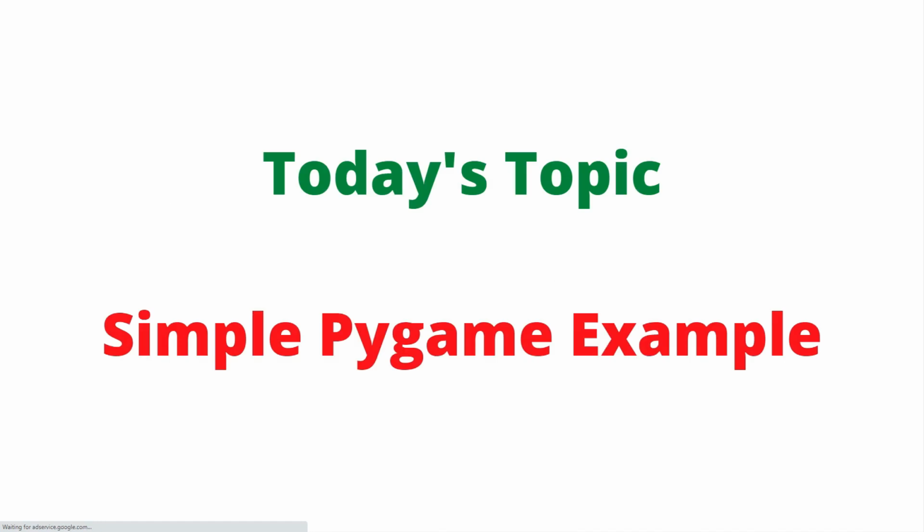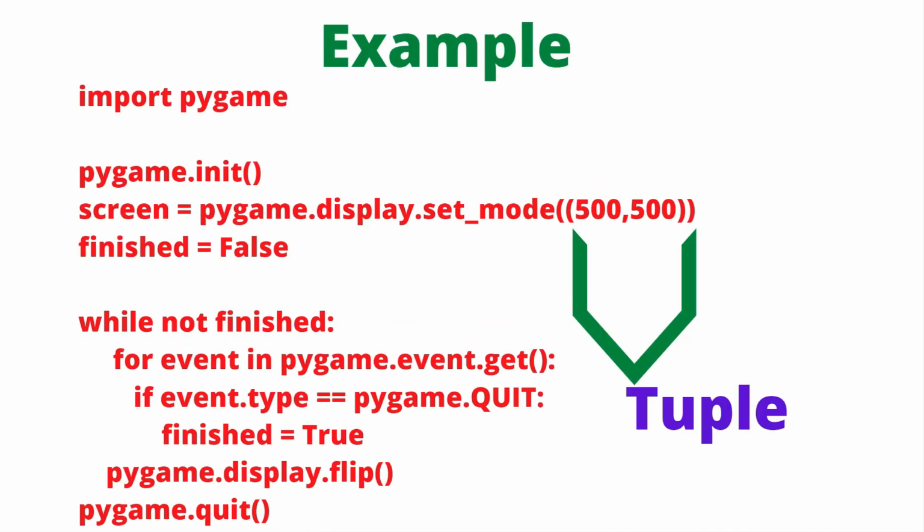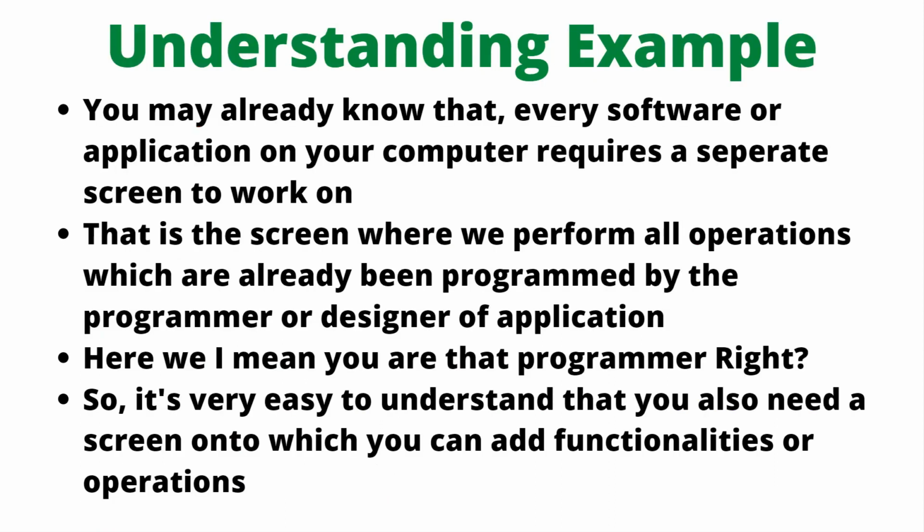Let's today see an example of Pygame code. Okay, so here is the example. First we are importing Pygame and then initializing it, right? And then we are setting the screen, and then a variable is there which is finished equals to false, and then there is a while loop inside which we are handling events and updating the screen through pygame.display.flip, right? And at last we are quitting the screen, that is closing the screen.